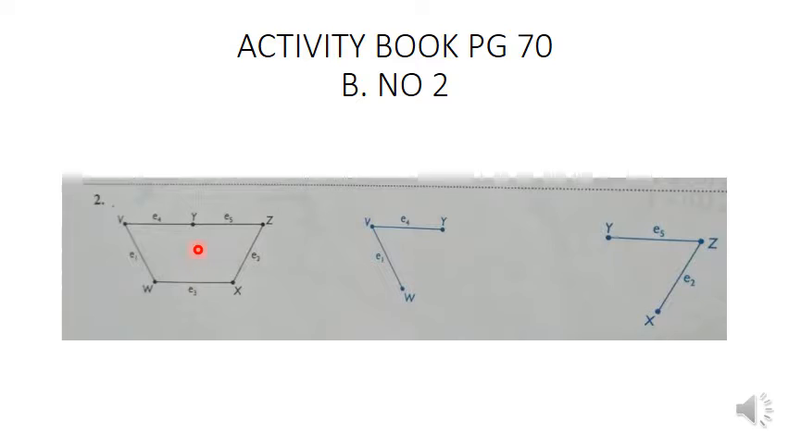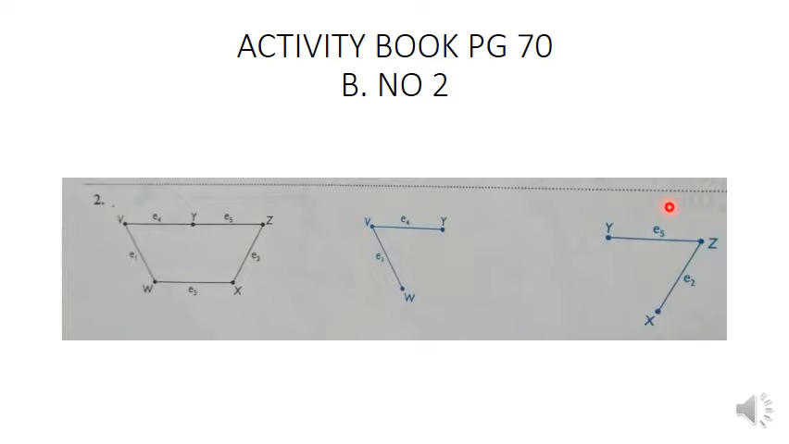So you draw each, VY, VW, and then you label E4. The other one is E1. So you draw here. So this is the subgraph of the original graph.